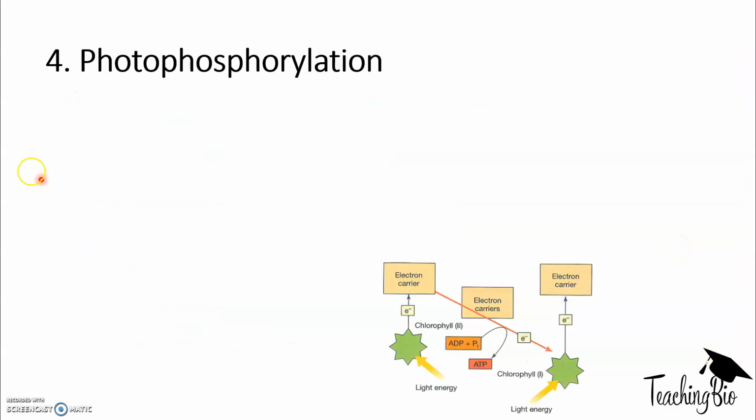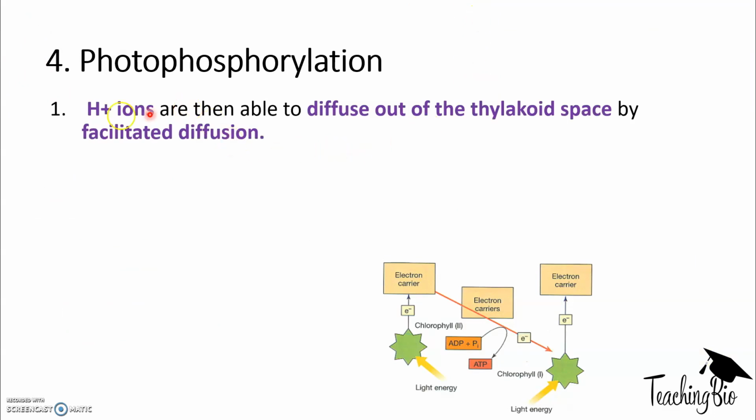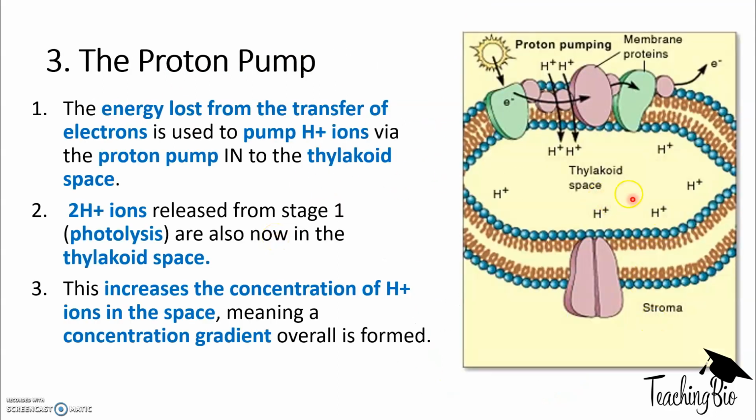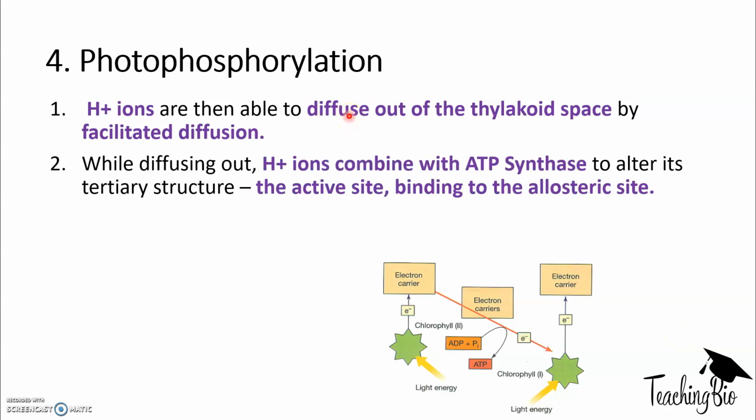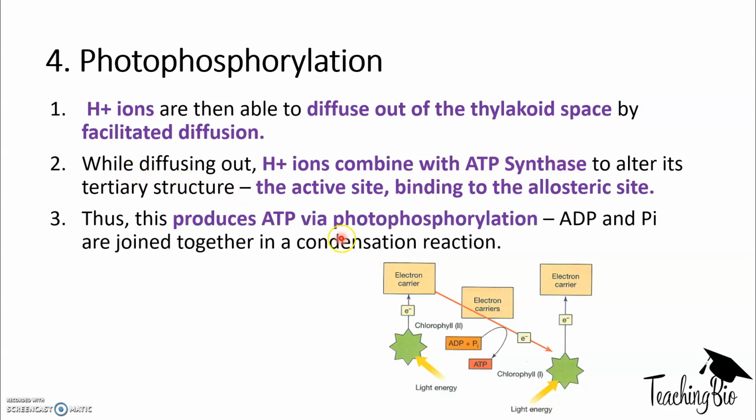Now we're going to photophosphorylation. So the protons that we had in the thylakoid space are now going to move out because we created a gradient. Remember, high to low, down the gradient, it will move out of the thylakoid space. And when the protons move out, they combine with ATP synthase, altering its structure. By doing that, we make ATP synthase effectively ready to produce ATP by allowing ADP and inorganic phosphate to combine, and that's called photophosphorylation.